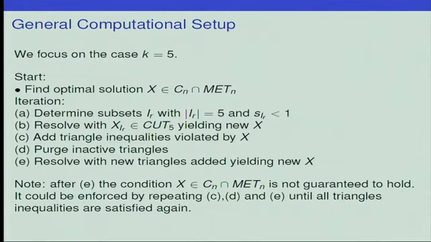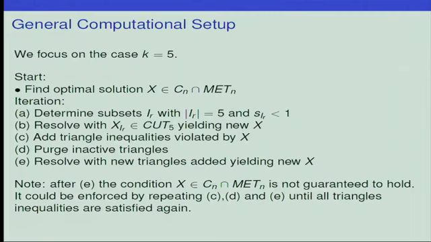So we focus on the case k equal to 5. Basically, we solve the initial relaxation. We look for good subsets, resolve with these constraints added in, add triangles, remove inactive triangles, and then resolve and just keep repeating this process.